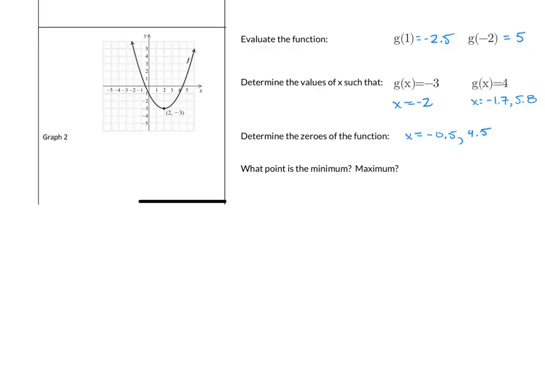All right, we also have what point is the minimum and what point is the maximum. So minimum, what is our lowest point on the graph? The coordinates are there. It is at 2, -3. Maximum, well, if you note, this thing does have arrows that go up forever. And so it has no maximum.